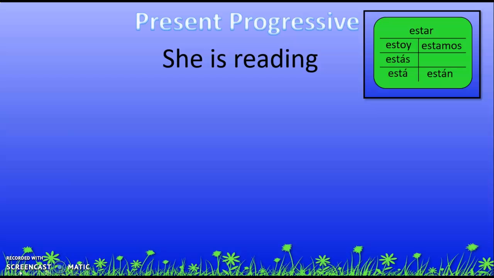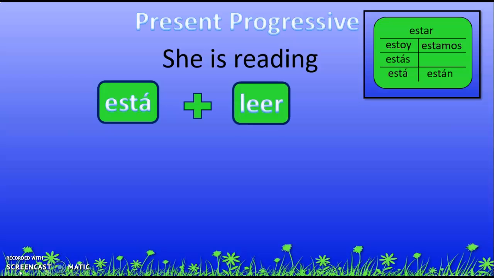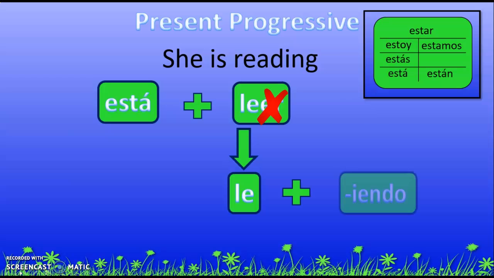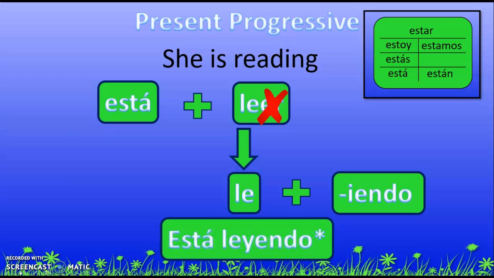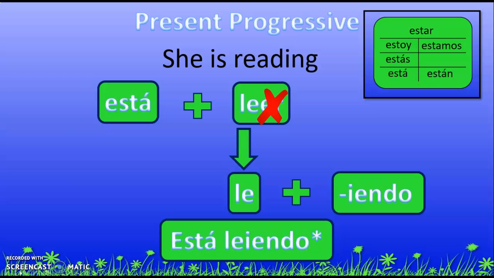She is reading. To say she is, you're going to use está. The verb for to read is leer. Drop the ER off of the end of it, and you have a really short stem, LE. Since it's an ER verb, you will add yendo to the end of it, and you would end up with está leyendo, except that in Spanish, when you have E, I, E, three vowels in a row, you need to make a change and change the middle I to a Y. Está leyendo. Did you see how that happened?